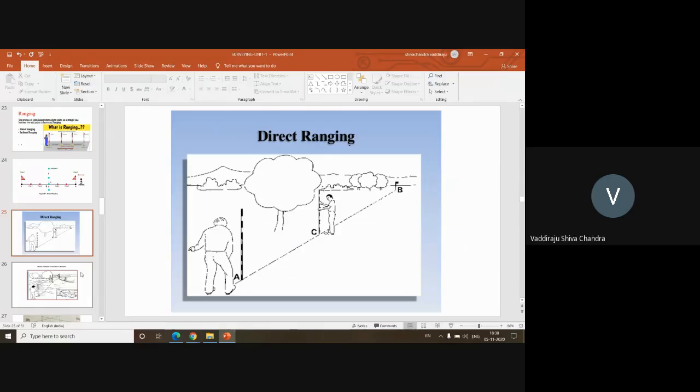So in the direct ranging, you can see there are two points A and B. The ranging rod at A is fixed and the ranging rod at B is also fixed. Another person holds the ranging rod at C, and based on the instructions given by the person standing at A and B, he will move the ranging rod towards the left-hand side or the right-hand side till the person standing at A confirms that the ranging rod at C is completely in line with A and B.